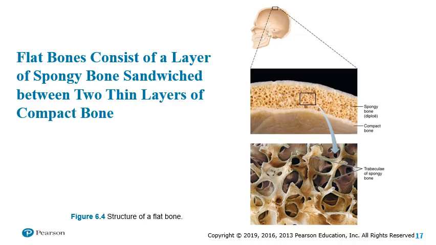So here is a picture showing you that all bones are going to have the two types of bone. As you see here with a flat bone, you're going to have a layer of dense bone or hard bone here, and then the inside is your spongy bone. So compact bone on the outside, spongy bone on the inside.